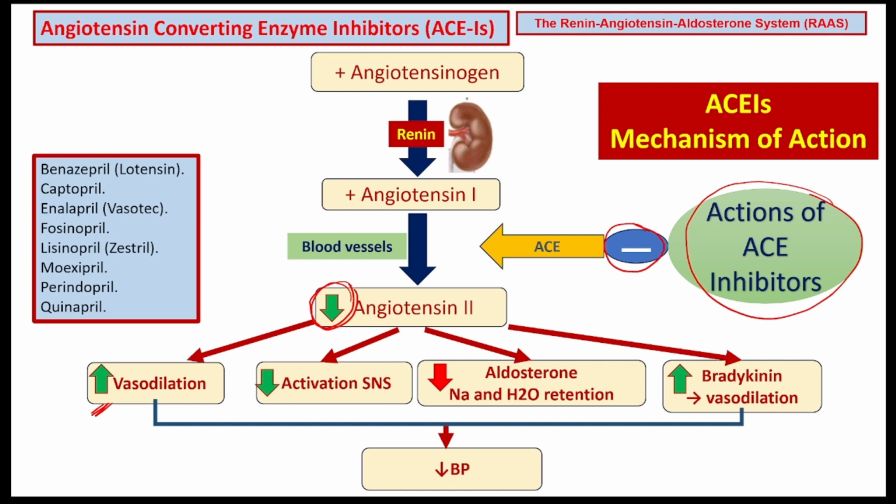Great. Moving on. When you decrease angiotensin activity, the result will be decreased sympathetic nervous system activation, decreased aldosterone secretion, decreased sodium and water retention, and enhanced bradykinin secretion. The result will be vasodilation, decreased blood volume, decreased vasoconstriction and sympathetic activity, and the end result will be decreased blood pressure. This slide explains the mechanism of action.